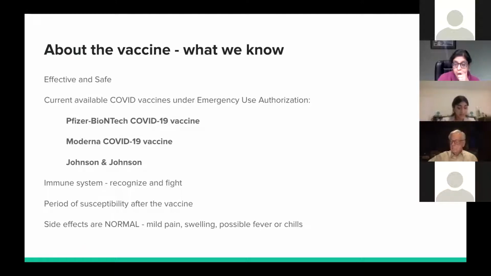Vaccines help your immune system recognize and fight the coronavirus. There is a period of susceptibility after the vaccine, which means that even after you get your dose, for a couple weeks, you might be susceptible to the coronavirus. And side effects are normal signs that your body is building protection against the disease. Common side effects that we've seen would be mild pain, swelling, possible fever, or chills.